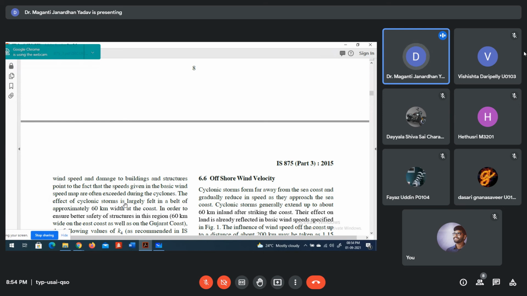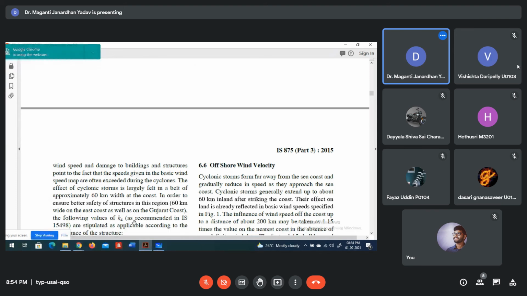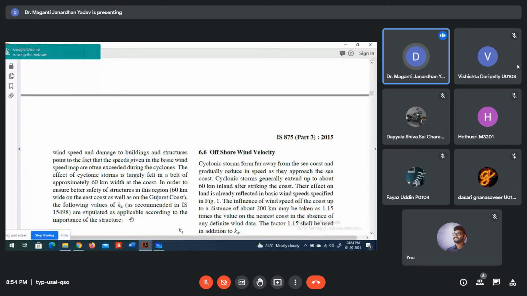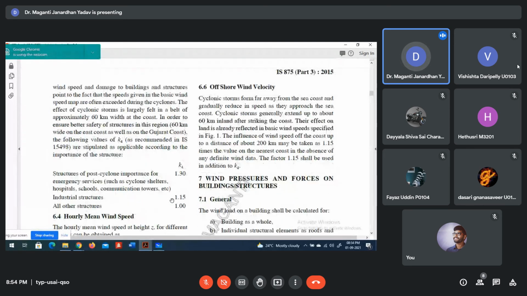The effect of cyclonic storm is largely felt in a belt of approximately 60 km width at the coast. In order to ensure better safety of structures in this region, the following values of K4 are recommended. K4 for structures of post-cyclonic importance: see, the hospitals, schools, they should function even after a cyclone. Otherwise, how will they communicate? For such things, K4 is taken as 1.3, and for industrial structures it is 1.15. For all other structures it is 1.